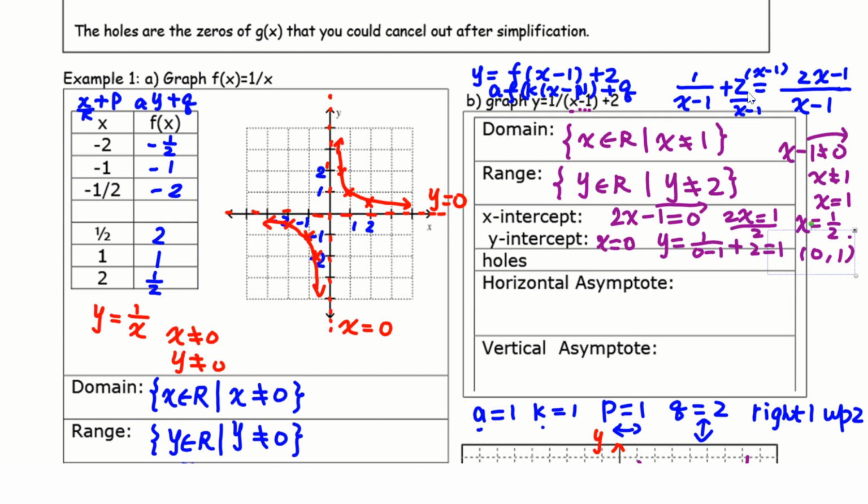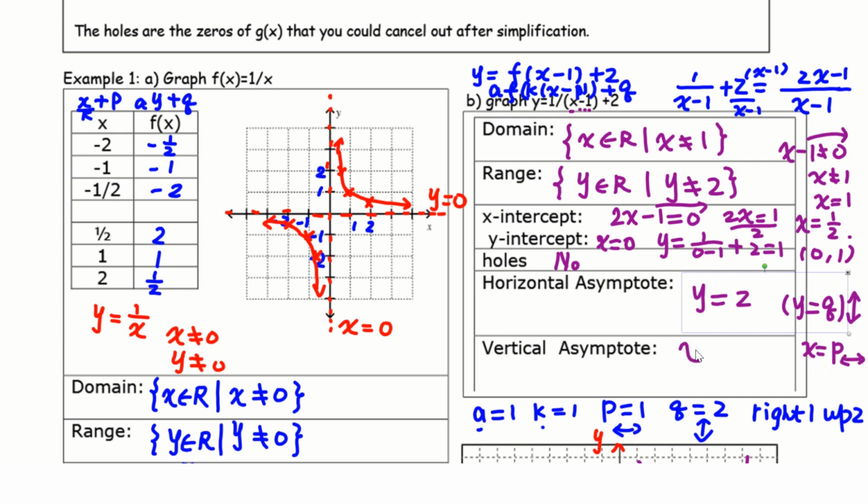For holes, there is no common factor to cancel out, so no holes. For the horizontal asymptote, we have it already, y equals the q value. So this is y equals q. Before it was y equals 0, now it's up or down by q. And before the vertical asymptote was x equals 0, now it's moving left or right, x equals p.